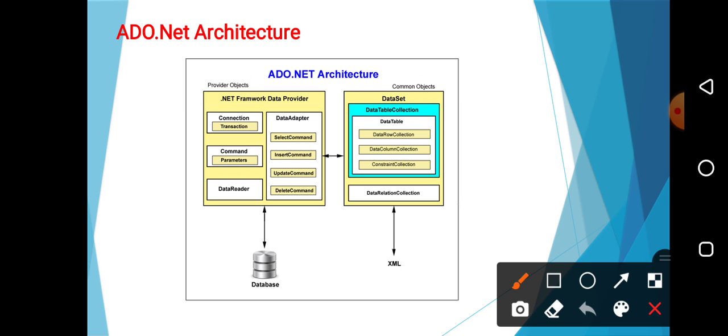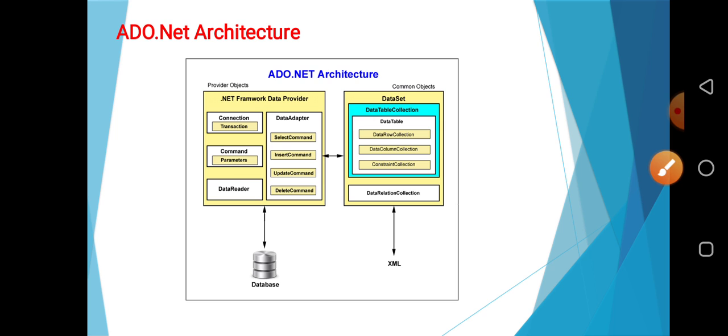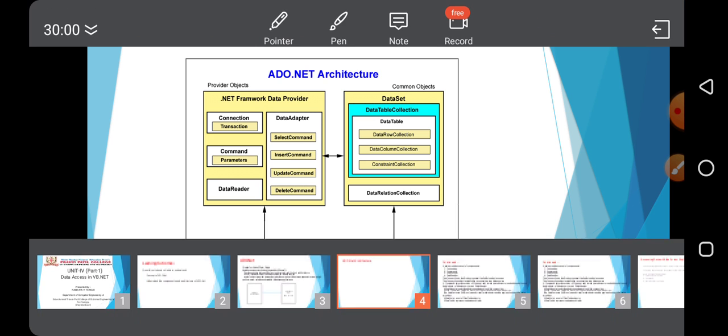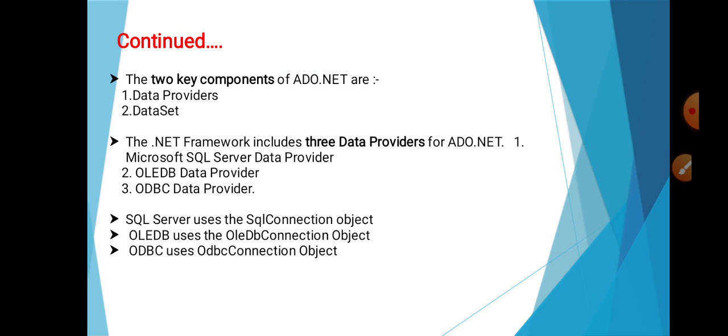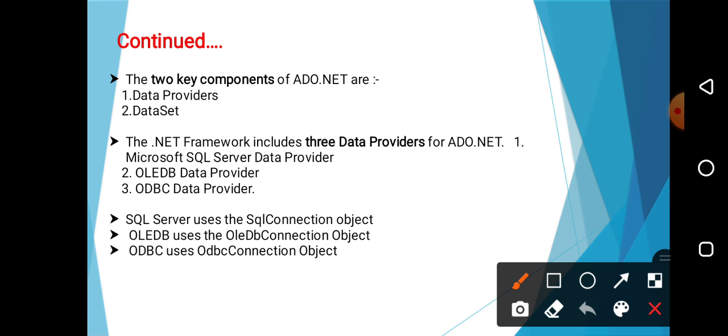So you can easily check out these things. Data provider and data set are the two main components of ADO.NET. In the data provider we have database-related data, and in the data set we have the database tables. As I said, there are two key components of ADO.NET: the first one is the data provider and the second one is the data set.